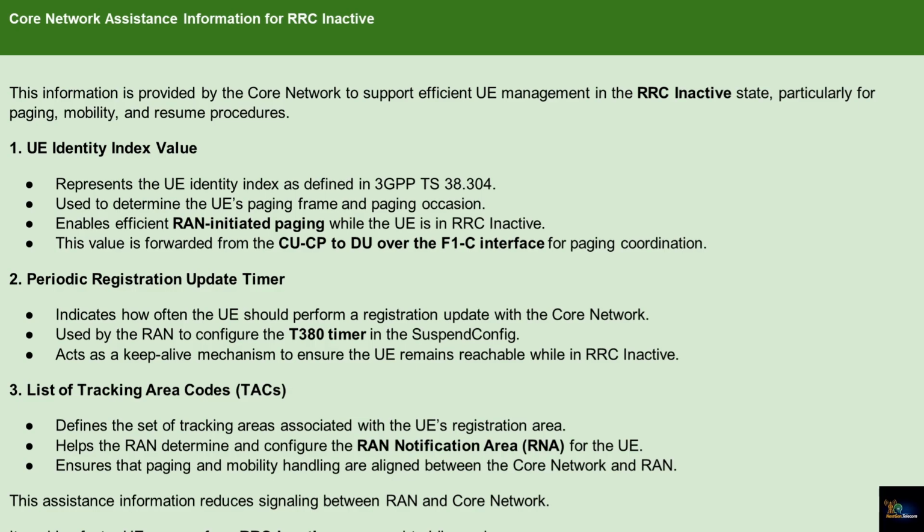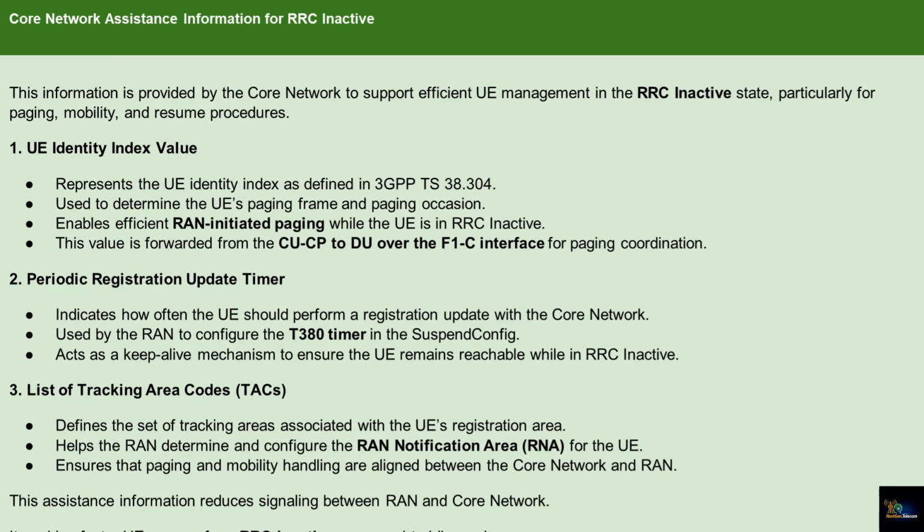So how is the UE identified? The identity is used to determine the UE's paging frame and paging occasions, enabling efficient RAN-initiated paging while the UE is RRC inactive. This value is forwarded from the CUCP to the DU over the F1C interface for paging coordination.